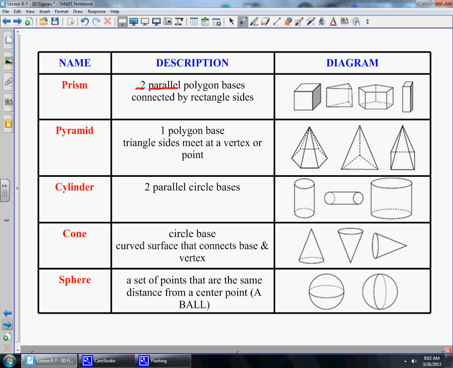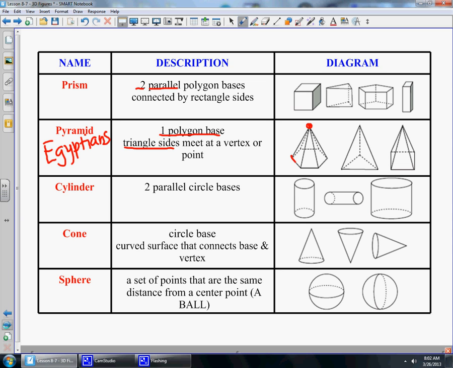The next one is called a pyramid, and it has one polygon base and then triangle sides. The pyramid, this is like what the Egyptians built. So if you think back to what you've learned in world studies, you've seen pyramids that the Egyptians built. So that's how I always remember what the pyramids are. They come to a point. They're named by their base.